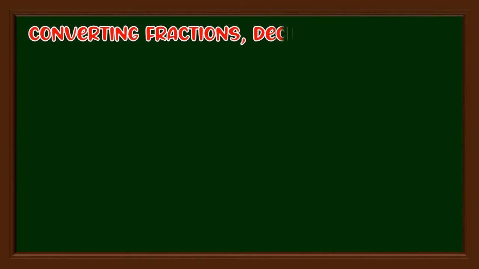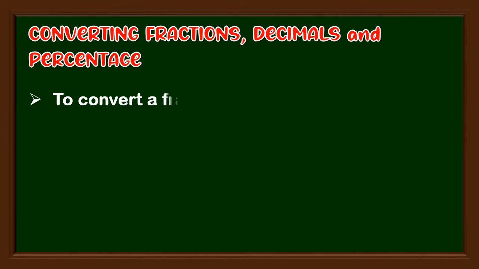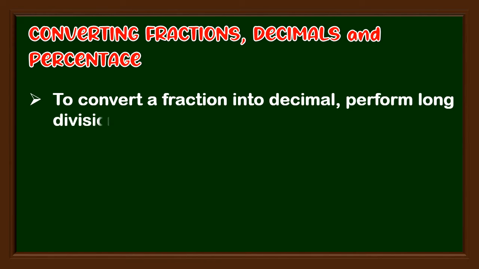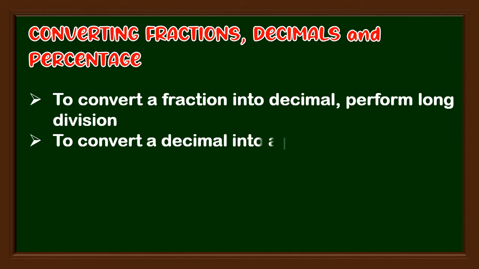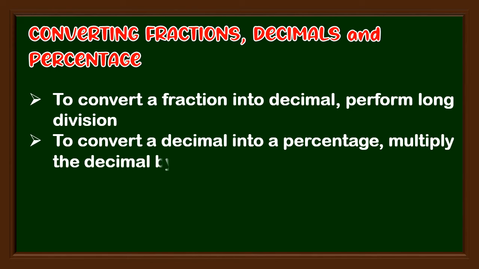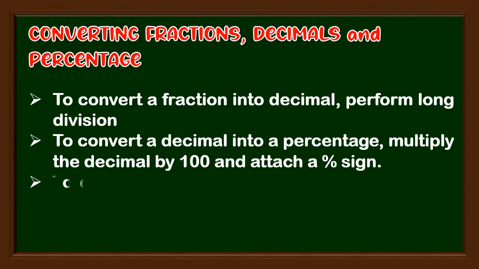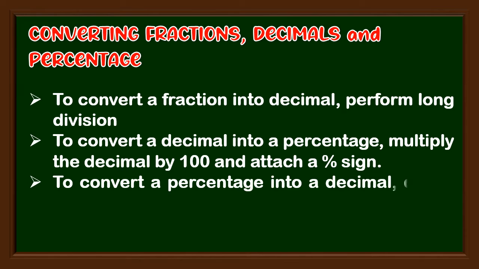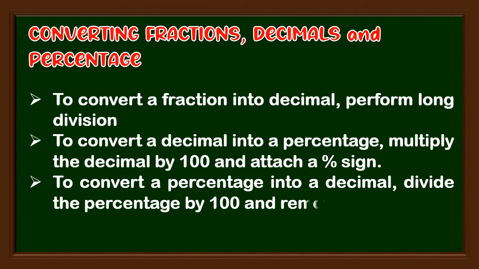Converting fractions, decimals, and percentage. To convert a fraction into a decimal, perform long division. To convert a decimal into a percentage, multiply the decimal by 100 and attach a percent sign. To convert a percentage into a decimal, divide the percentage by 100 and remove the percent sign.